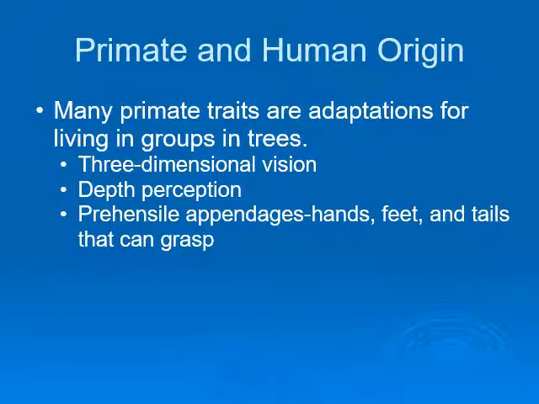So they have these prehensile appendages, hands, feet, and tails that can grasp. Even the tails of most monkeys have sort of a pad or a rough spot on them that help them grab onto trees as they're moving through. So that's something that we see a lot in primates.